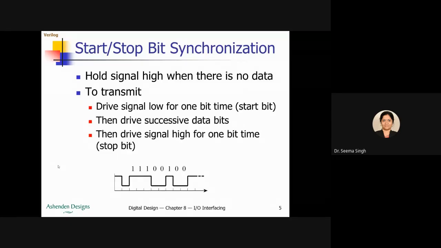So this complete data will be available after the last bit is received, because it is serial transmission. After the last bit is received, the complete data will be available. When a receiver gets the stop bit, it uses this stop bit time to return to the idle state. So this is about start-stop bit synchronization.